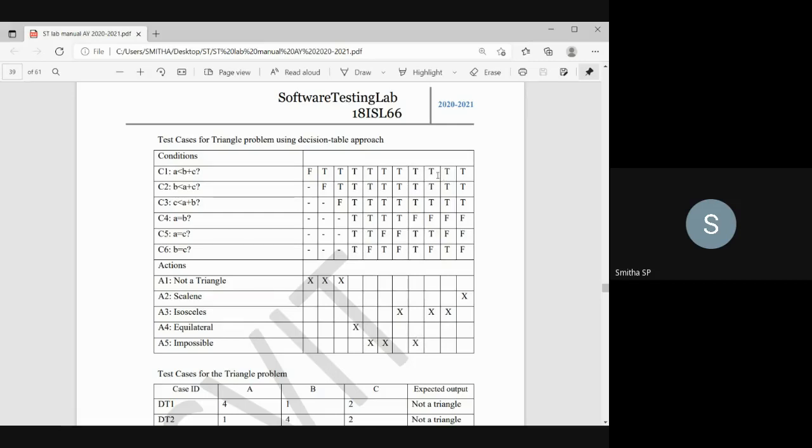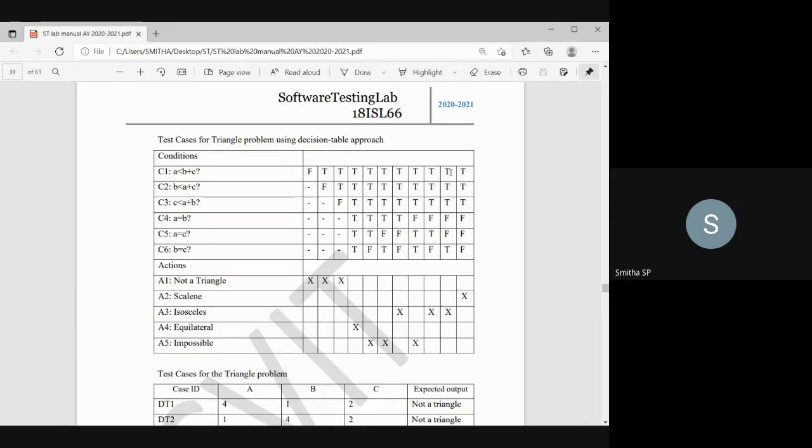Next, coming to the seventh rule, the three conditions for forming a triangle are satisfied. Checking with the fourth condition, A is equals to B, false. Then A is equals to C, true. B is equals to C, false. So here the condition satisfied is A is equals to C. Two sides are equal, side A is equals to side C, so it is an equilateral. Sorry, it is an isosceles triangle.